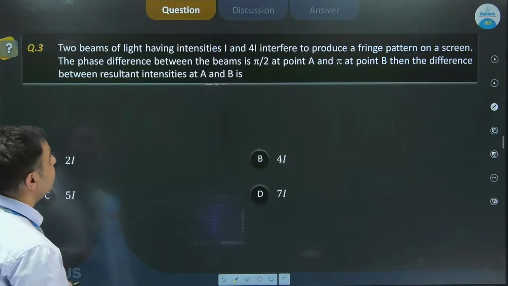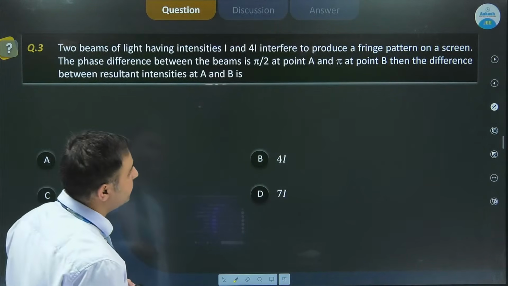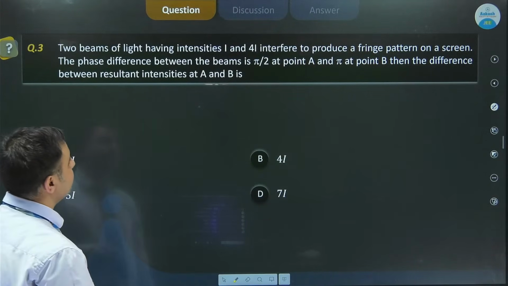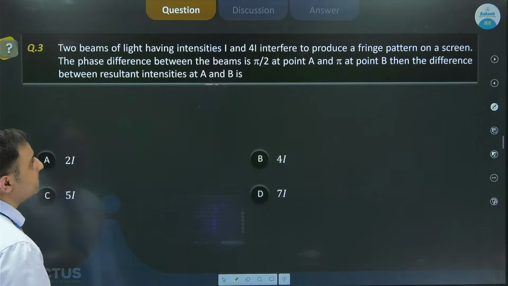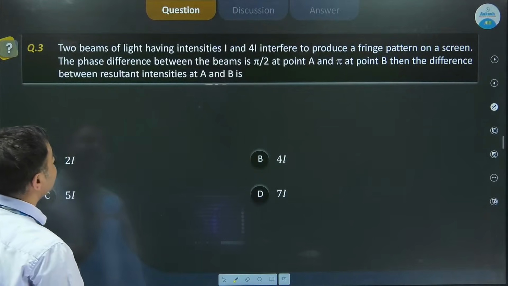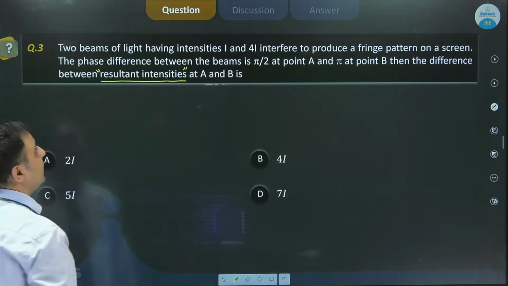Two beams of light having intensities I and 4I interfere to produce a fringe pattern on a screen. The phase difference between the beams is pi by 2 at point A and pi at point B. Then find the difference between the resultant intensities at A and B.